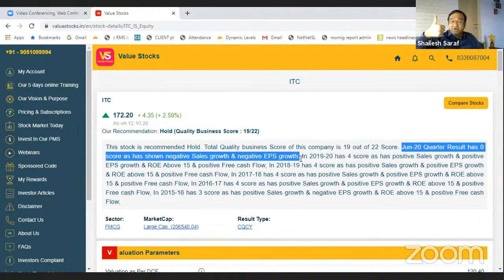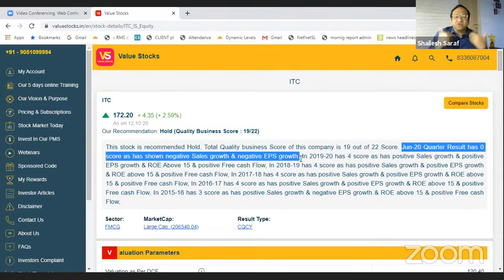The business is good, friends. The business of the company is fantastic. But in the current quarter, they are degrowing. So that is why we have not put it as a strong buy, because the current quarter results are also not good. It's a very, very good company because historically it has got 19 out of 22. But it has lost 2 marks because of the current quarter. So that is why it is on hold.